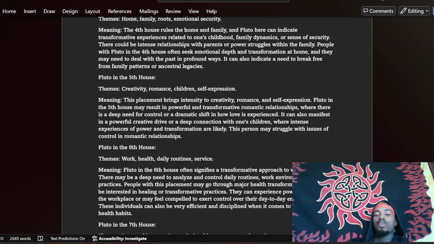Man, look, man. So now people with this planet may go through major health transformations or might be interested in healing or transformative practices, right? Now, they can experience power struggles in the workplace or may feel compelled to exert control over their day-to-day environment, right? These individuals can also be very efficient and disciplined when it comes to their work, health, and habits. Real shit.